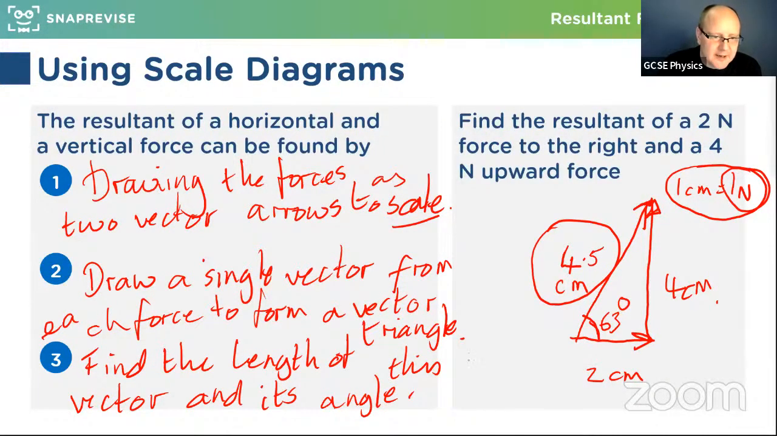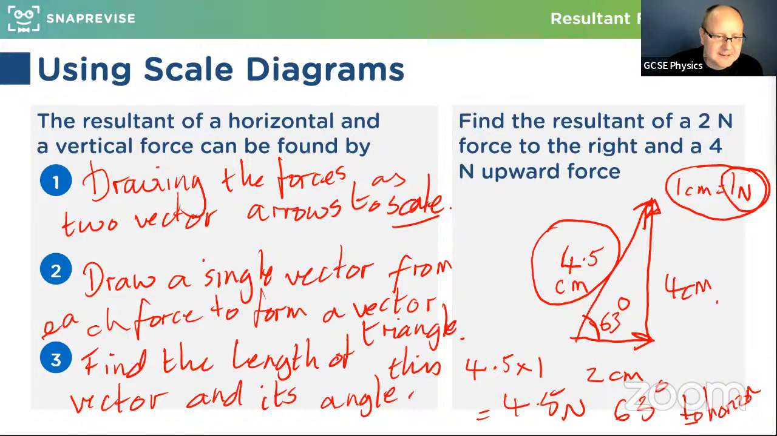So the force here is going to be, as our scale is 1 newton is 1 centimeter, 4.5 times 1, because that's our scale. So that's going to equal 4.5 newtons, 63 degrees from the horizontal, or to the horizontal, I would say. Sorry, I'm running out of room to write that in, so I'm going to disappear off up the side there. When we give an answer to find a resultant force, we just need to remember we're always quoting a magnitude and a direction. That 63 degrees to the horizontal could equally be 27 degrees from the vertical, however you like.